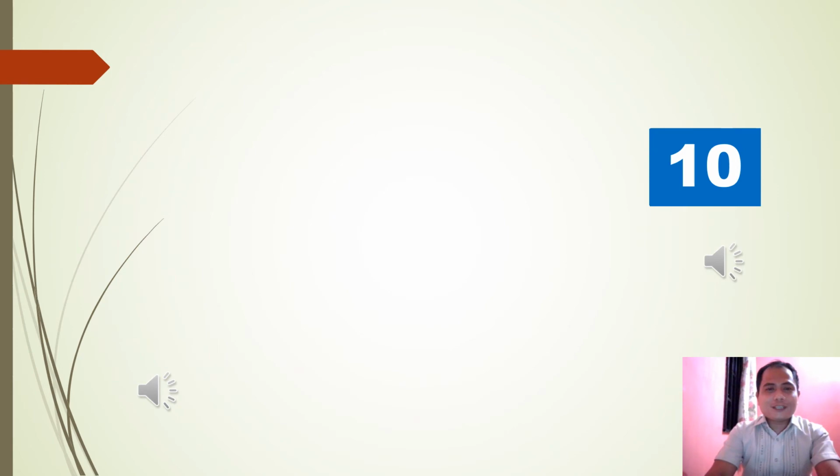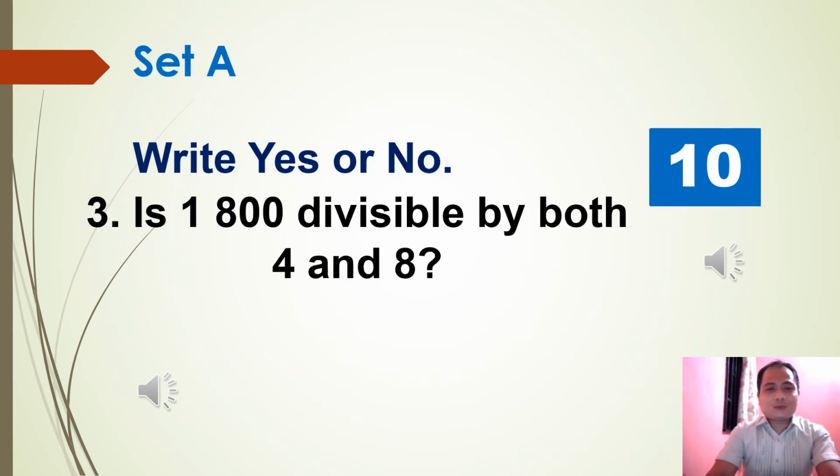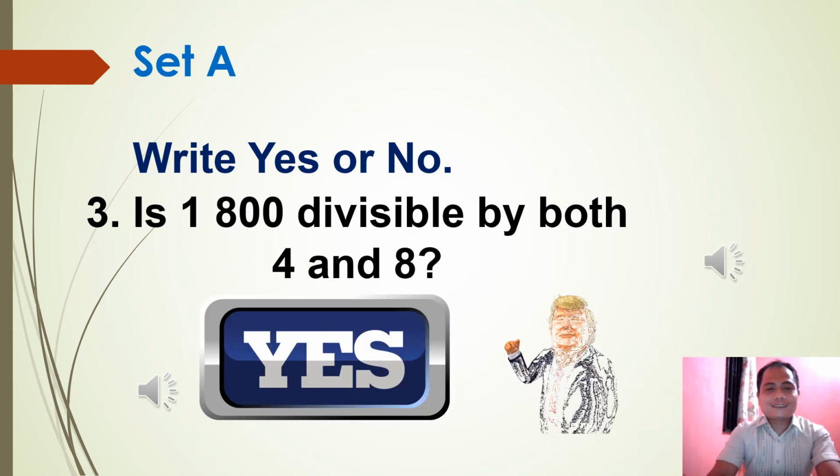Question number 3. Is 1,800 divisible by both 4 and 8? 10 seconds starts now. Okay, the answer is yes. Okay, although it doesn't end with 3 zeros, the 800 is divisible by 4. And the 2 zeros applicable for 4, it is divisible by 4. Therefore, it is both divisible by 4 and 8.